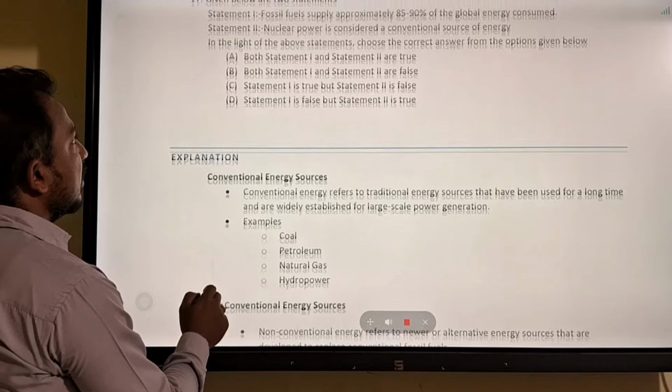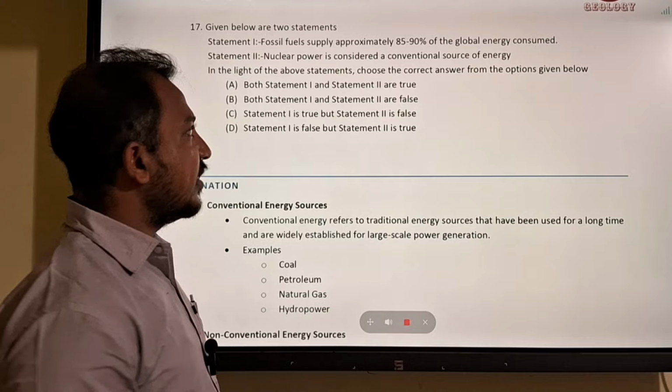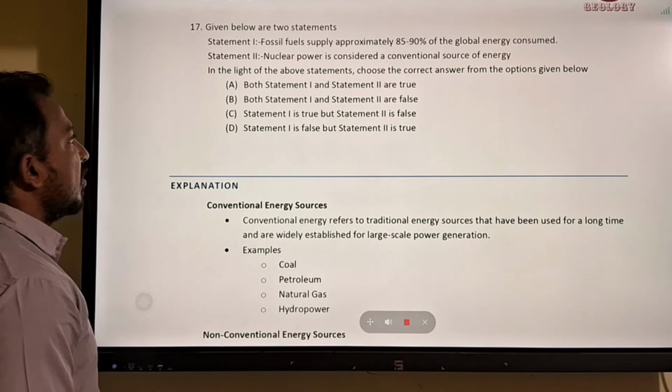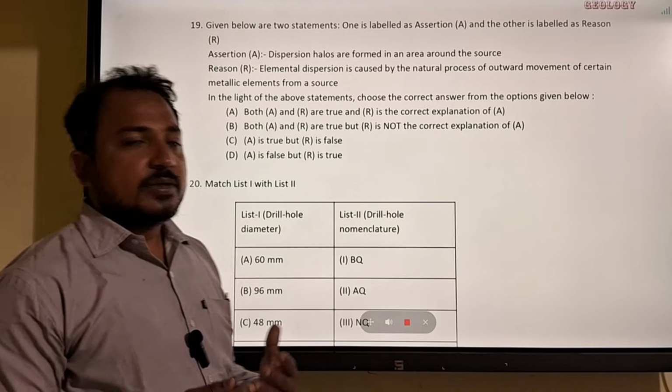That means here it is given that nuclear power is considered a conventional source of energy. It will be incorrect. So statement 1 is true and statement 2 is false. So the answer will be C. So come to the next question.